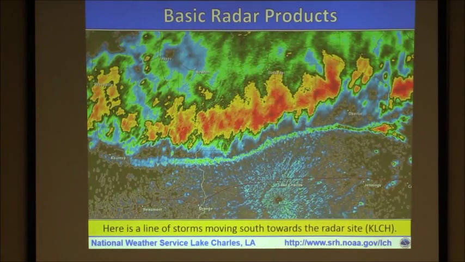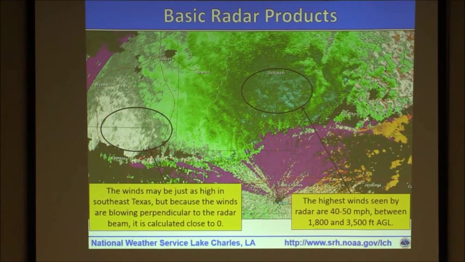So this is the reflectivity. This is the velocity. Once again, you can kind of see the zero line on here. It's got winds blowing towards the radar, indicated by the greens and blues. The highest wind speeds are 40 to 50 miles an hour, indicated by these light shades of blue. But we're looking pretty high in the sky, between 1,800 and 3,500 feet.